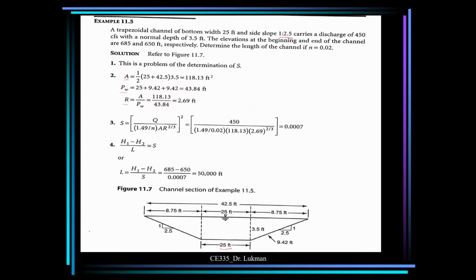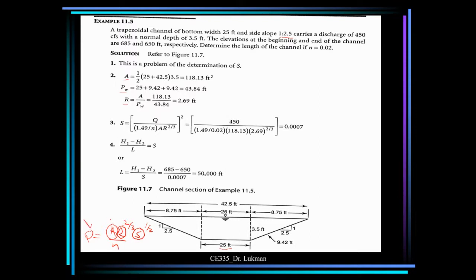And you know, in the Manning formula, we have Q equal A R to the power of 2 over 3, S to the power of half, over n. So we need A, we need R, and we also need S. We want to determine the length of the channel.